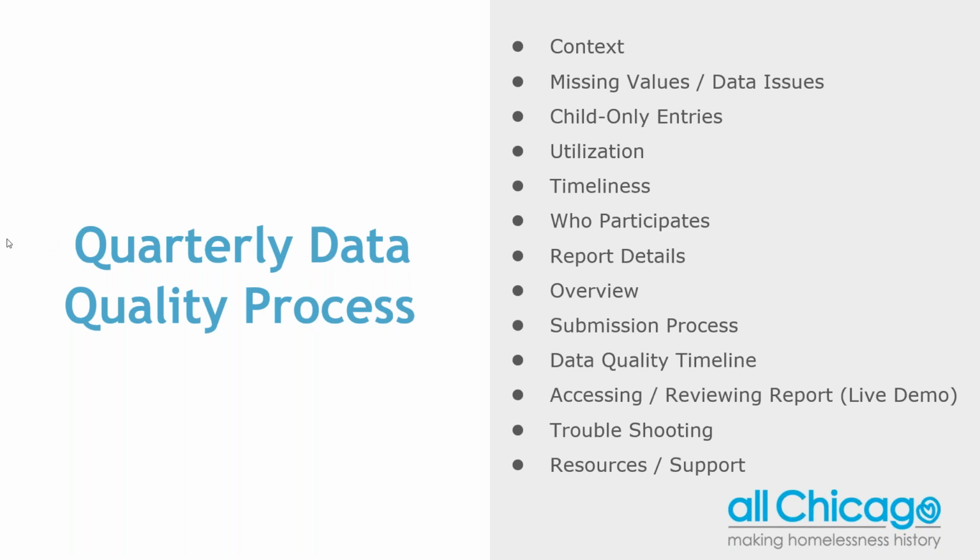Okay, so the agenda for today, we're just going to go over the context of the quarterly process, missing values and data issues, child-only entries, utilization, timeliness, who participates, report details, overviews, the submission process, the data quality timeline, accessing and reviewing the report, troubleshooting, and resources.